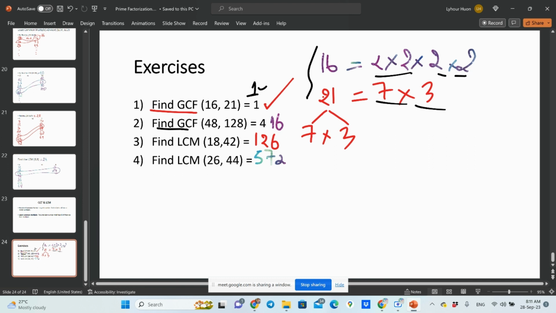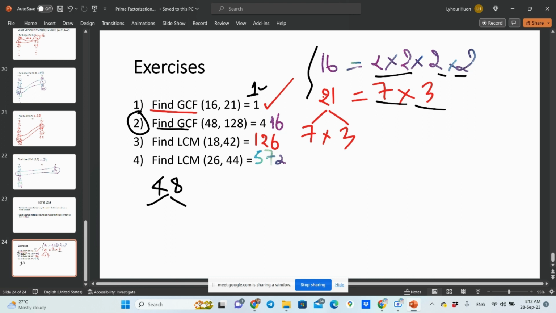Okay, let's do another one, because this is a special case with no common prime factor. The other one is 48 and 128. Now let's do number 2, because number 2 we have the prime number.